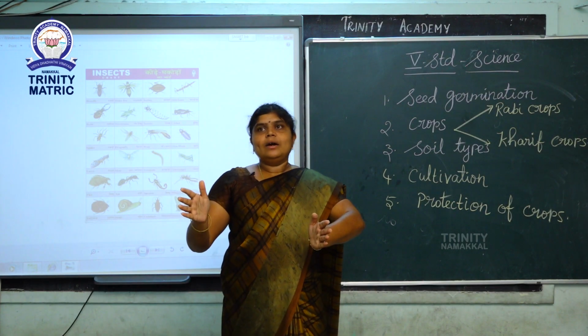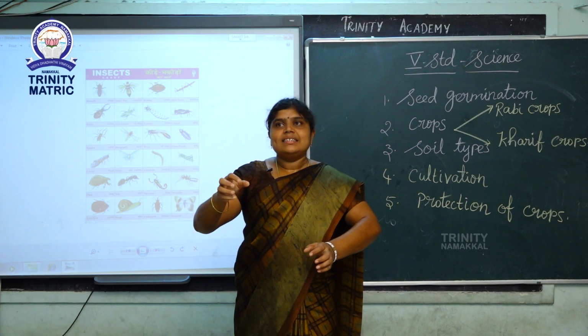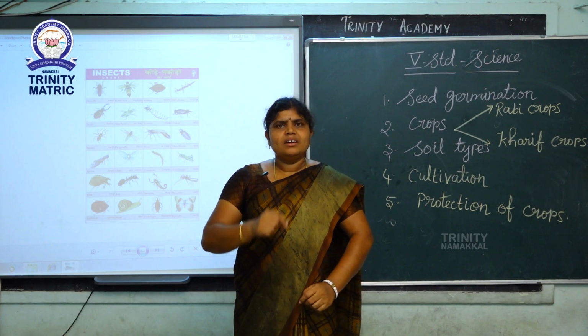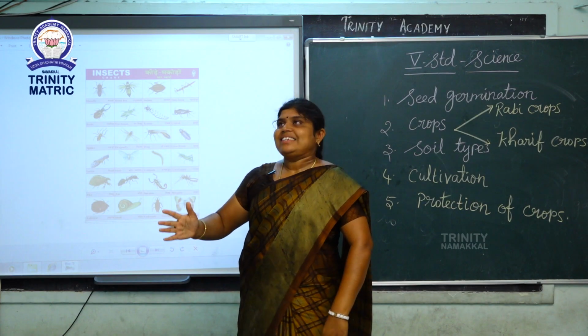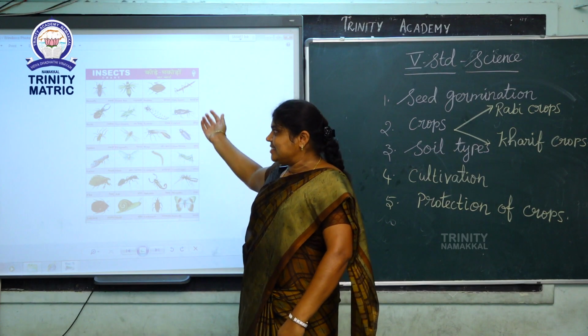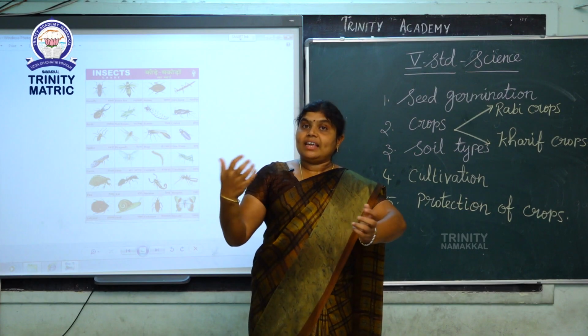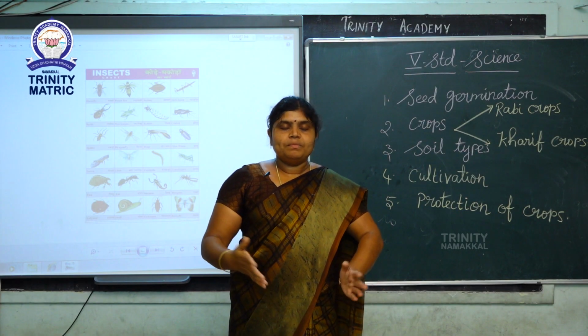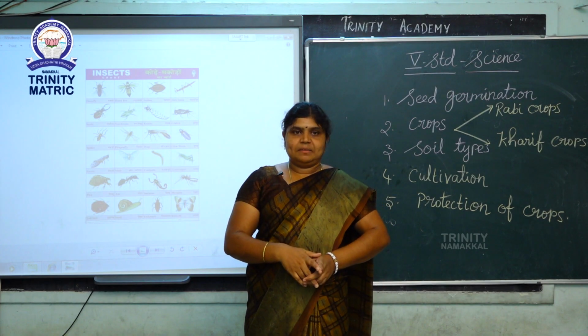Pesticide is a poisonous medicine. That pesticide kills the pest. What do you mean by pest? Pests are animals like grasshoppers, locusts and some other animals. These animals attack the field, so we should avoid them. So we are using pesticides.